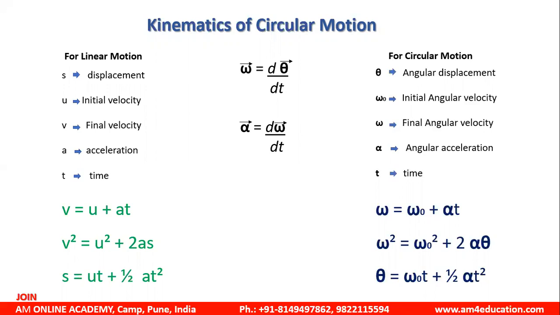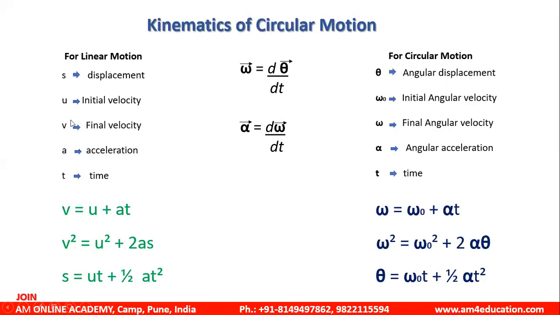Similarly, in circular motion, S is analogous to theta, that is angular displacement. Velocity is analogous to angular velocity. So in circular motion, we take omega 0 for initial angular velocity and omega for final angular velocity. In linear motion, a is the acceleration, and in circular motion, alpha is the angular acceleration, and time t is the same for both motions.